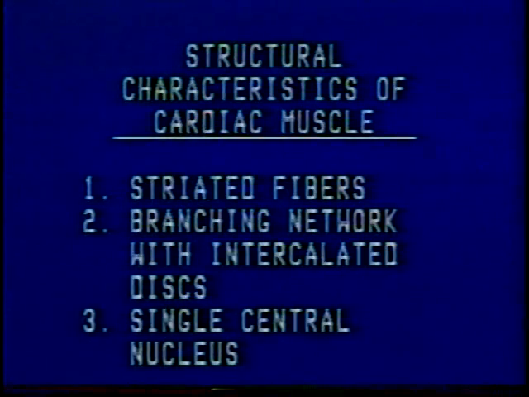Now, let us summarize the structural characteristics of cardiac muscle. Like skeletal muscle, it is striated. However, the cells are smaller and form a branching network with intercalated discs between adjacent cells. Each cell has a single nucleus which is in the center of the cell.